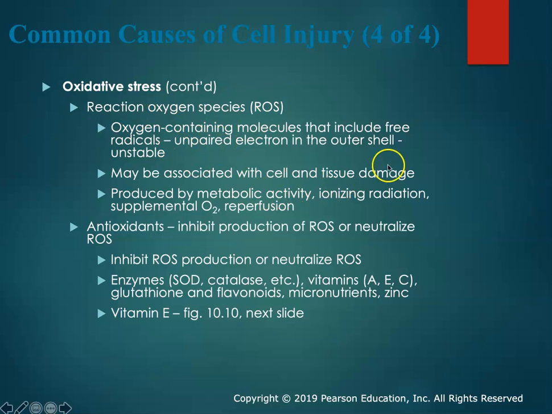It says maybe associated with cell and tissue damage. There's definitely, I think, a lot of evidence that suggests that. They are produced by normal metabolic activity in the cell, but they can also be produced by external factors like ionizing radiation, also giving supplemental oxygen, and then reperfusion, meaning there was some sort of hypoxic event or injury that blocked blood flow, and then when that reperfusion happens, there seems to be a higher production of these free radicals, or these reactive oxygen species.